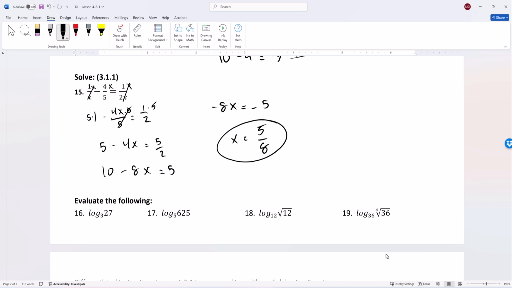Now in evaluating, what power do I need to raise 3 to get 27? I can rewrite that as 3 to the 3rd power. So those are going to cancel out. I'm going to be left with 3. Remember, we can rewrite these as fractional exponents. And so those are going to cancel out, and so you're left with 1/2. And same thing here.